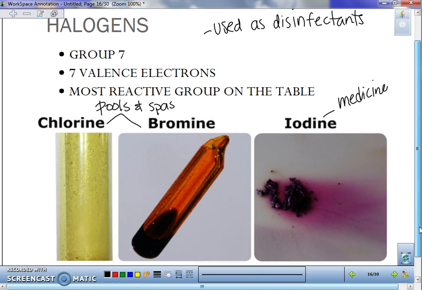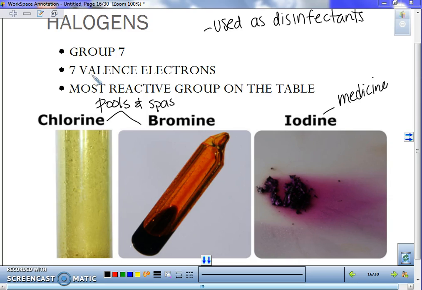Group 7, these are the halogens, and they're going to have 7 valence electrons. This is the most reactive group, hands down, metals or nonmetals on the periodic table. Halogens are also commonly used as disinfectants. Chlorine and bromine are most commonly used in pools and spas or hot tubs in order to sanitize the water. Chlorine is also used in municipal drinking supplies to remove contaminants.